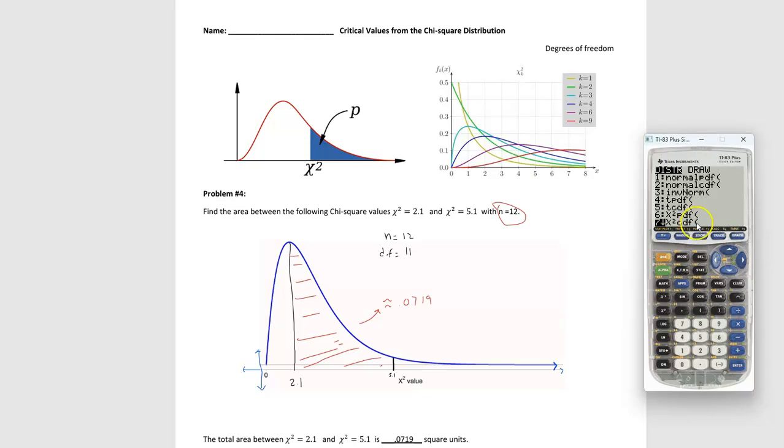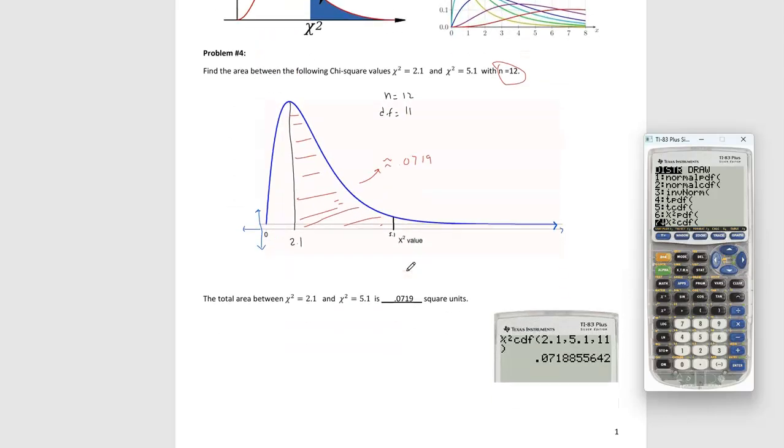So you're going to be punching in 11. So once again, you're going to select second and distribution and then scroll down to the chi-square command. And also all of these chi-square distributions are used in error formulas for later topics in the course. Now for this particular one, it's asking about area.